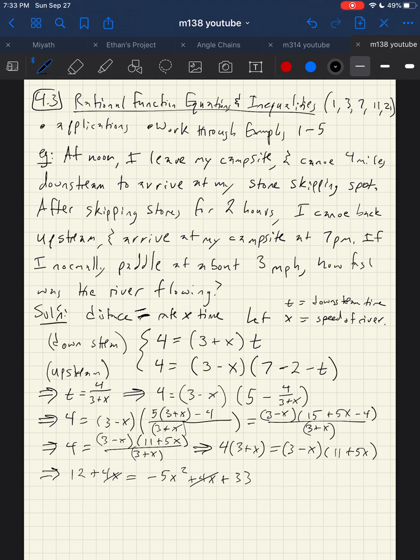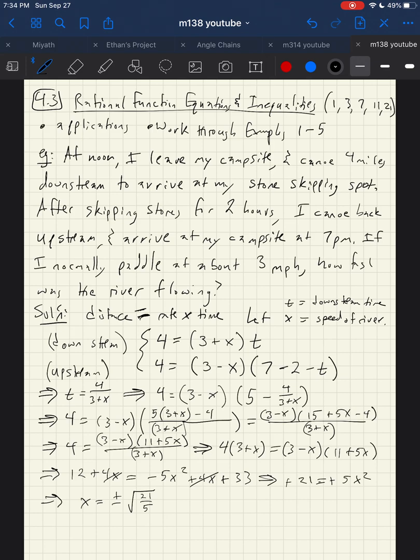And then if I take my 33 and subtract it from both sides, I'm going to have negative 21 equals negative 5x squared. Okay, and this is nice because I've got negatives on both sides, which means my answer is x equals plus or minus the square root. So I can multiply both sides by negative 1, divide both sides by 5, and take the square root, and I get x equals plus or minus the square root of 21 over 5. Okay, so now I've done the math, right?